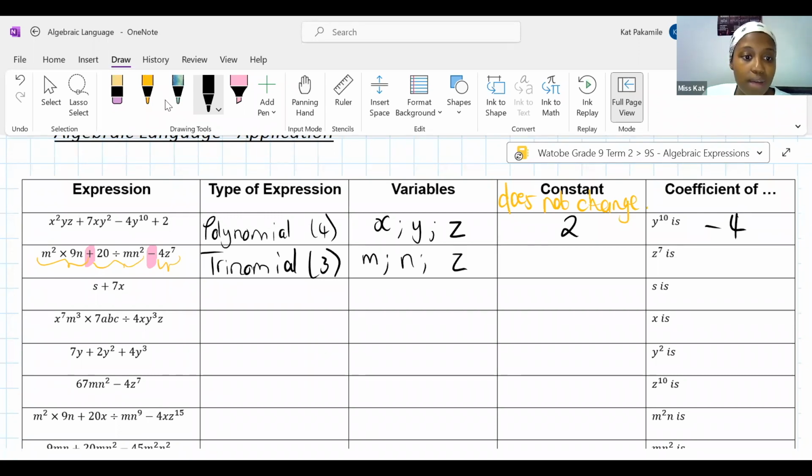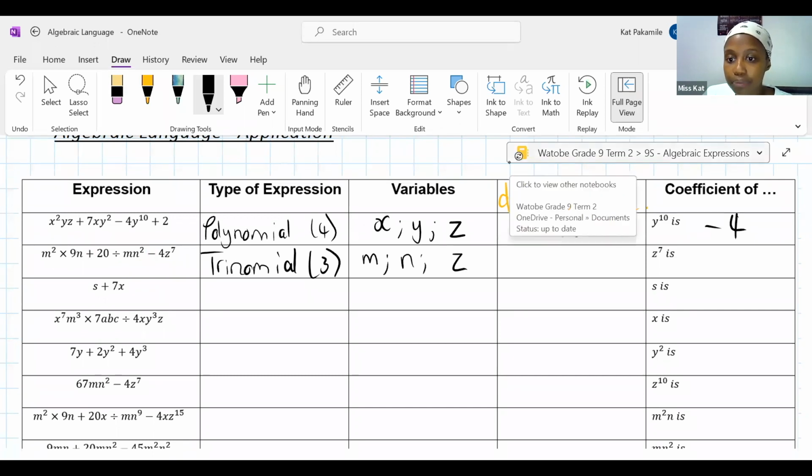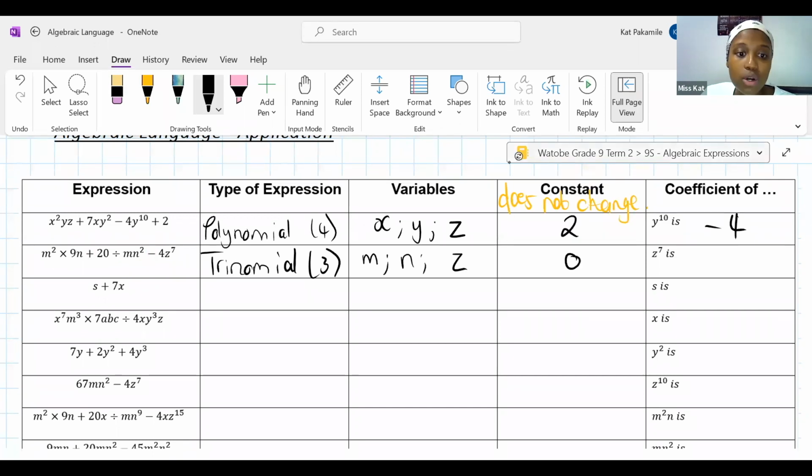Do we have a constant in this expression? No, ma'am. So the constant has to be 0, right? Yes, ma'am. And what is the coefficient of Z to the power of 7? -4. Thank you very much. Okay, let's see who's next.